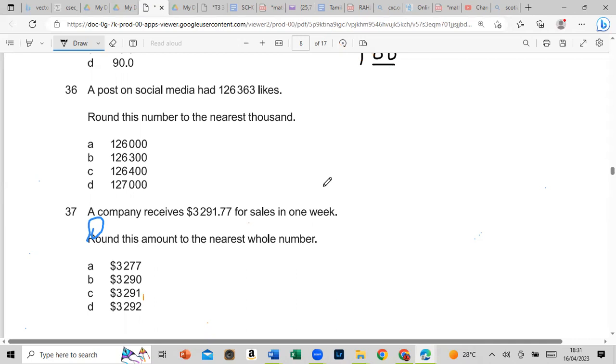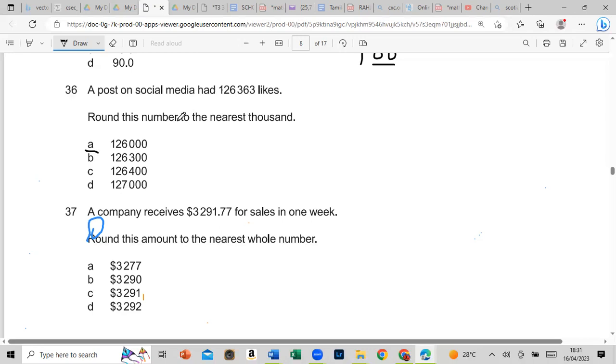If you're going to round to the nearest thousand, or the nearest anything, you have to look at the number next to it. If it's 5 and up, you round up. If it is 4 or less, you round down. Looking at the thousands place, we see 6, and the number next to it is a 3. It's not 5 or more, so we round down. It's going to be 126,000. I will just replace the rest with zeros. Very good.